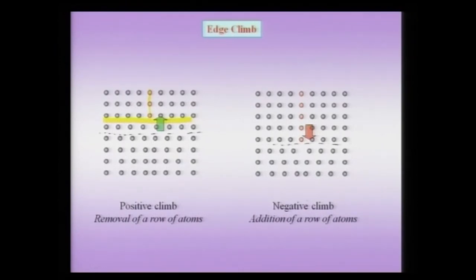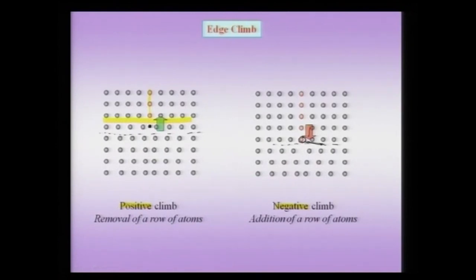This means that an entire row of atoms has to be accommodated, that means a row of atoms has to vanish. Originally there would have been a row of atoms here, that means the half plane would have ended here, and this entire row of atoms has to diffuse into the crystal so that you can have a positive climb. So, this is known as the positive climb. Correspondingly, in a negative climb, an entire row of atoms, for instance this row of atoms here, has to come in from the bottom of the half plane and take this position so that the dislocation can climb down.